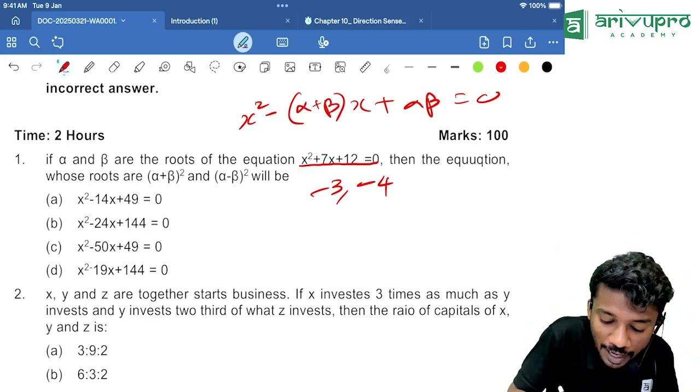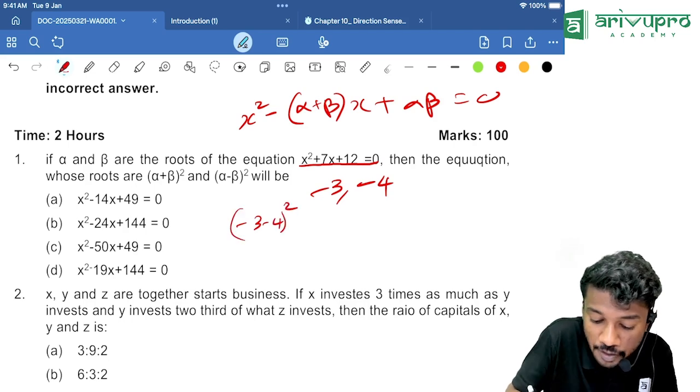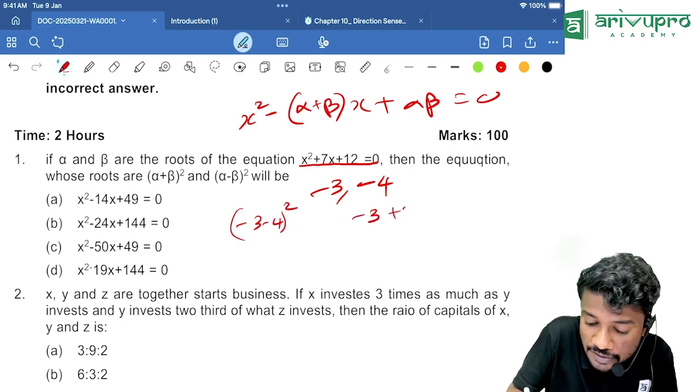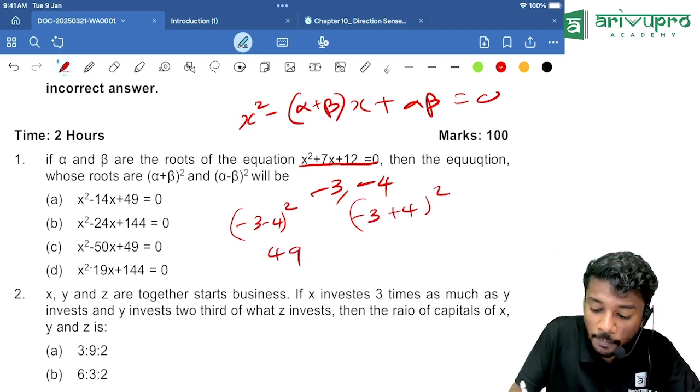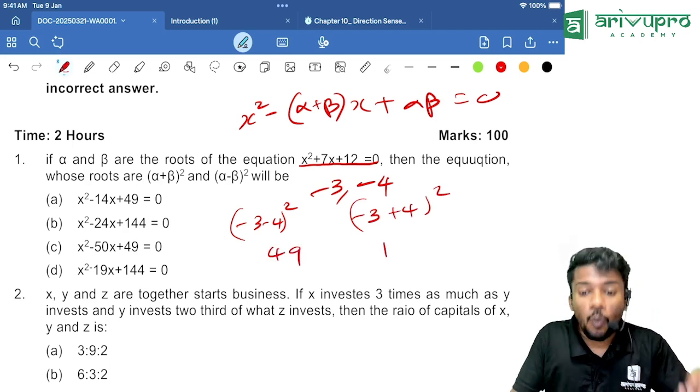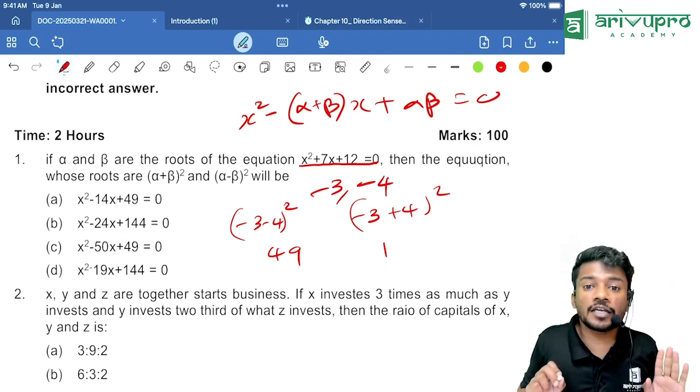Then how will you solve? Alpha plus beta the whole square. That means minus 3 minus 4 the whole square and minus 3 plus 4 the whole square. How much is it? 49 comma 1. So the roots are 49 and 1. So which quadratic equation will be that?